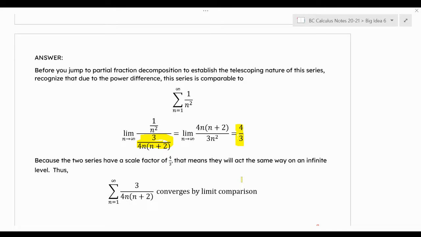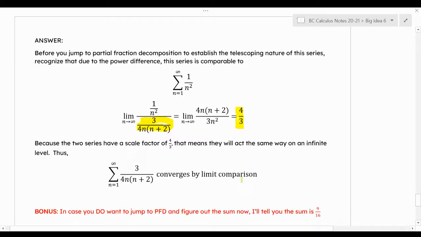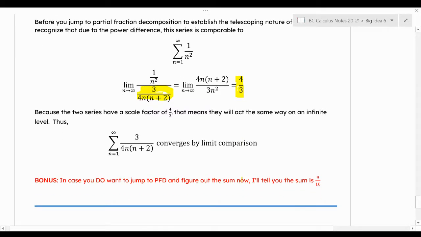Now, if you want to do partial fractions and you want to write that out and you want to find the sum of that series, you most certainly can, because I did, and I got 9/16. Okay, I can do that.